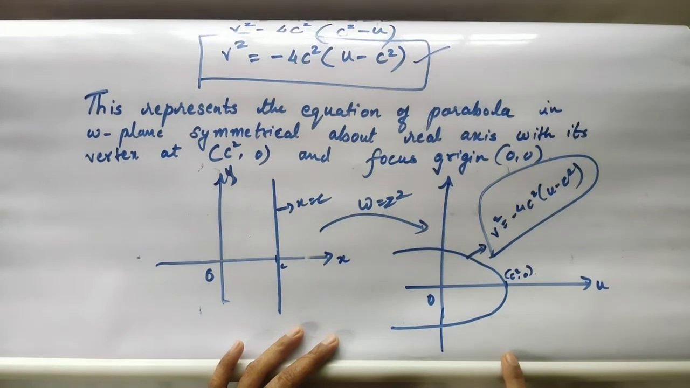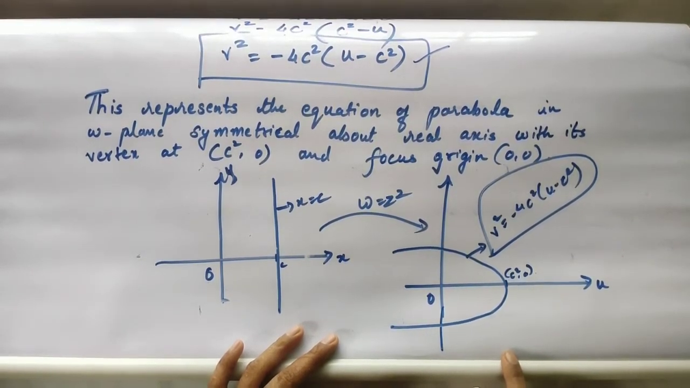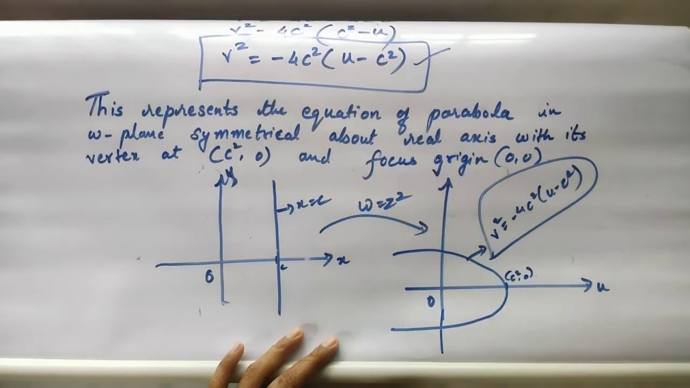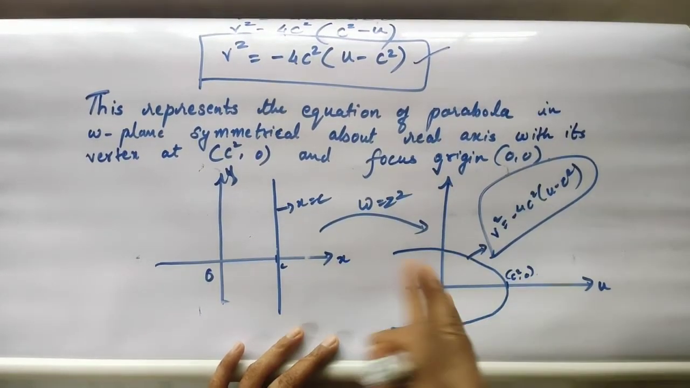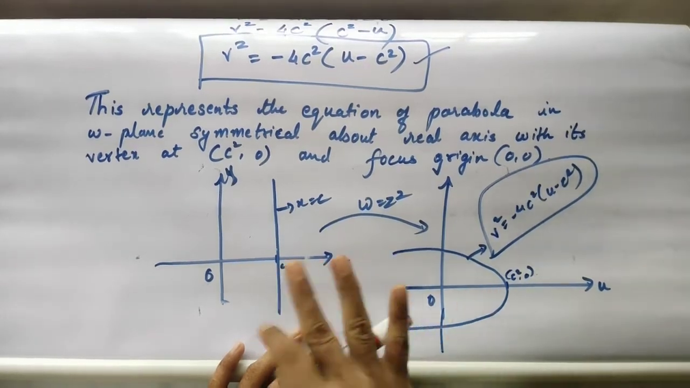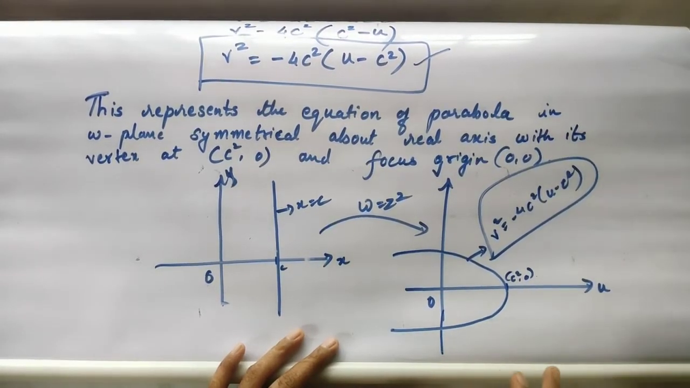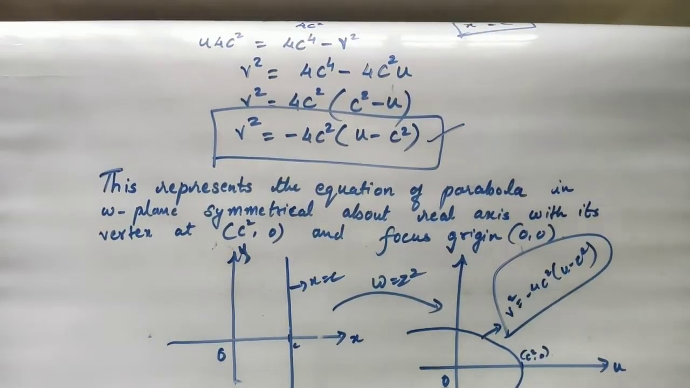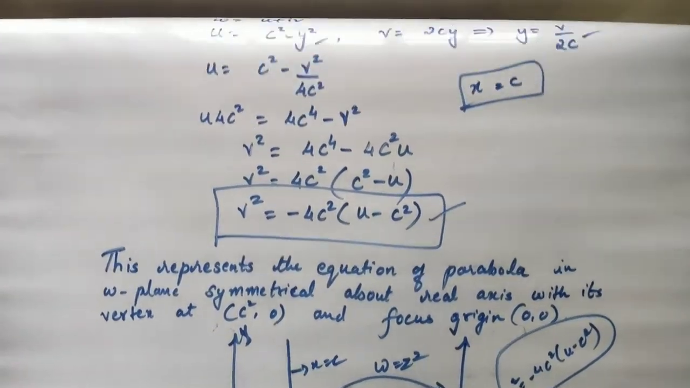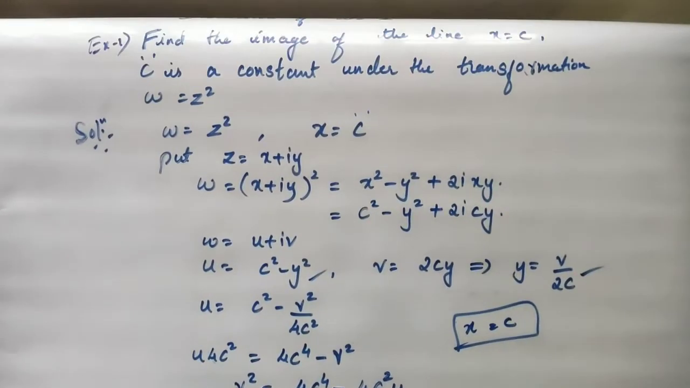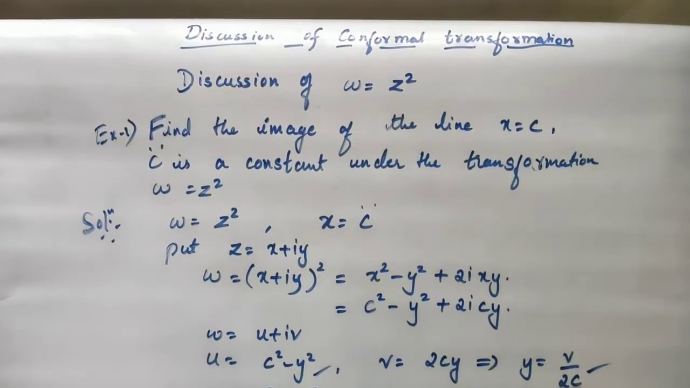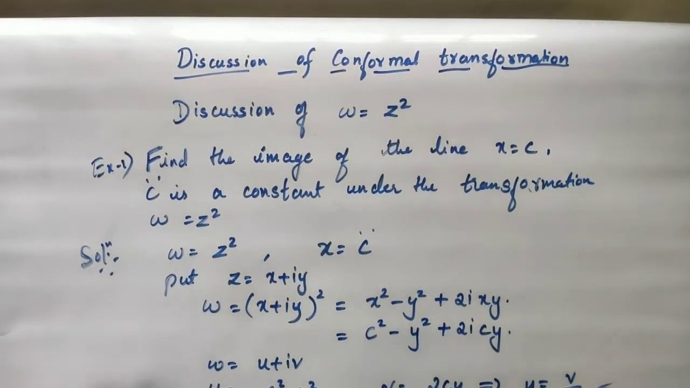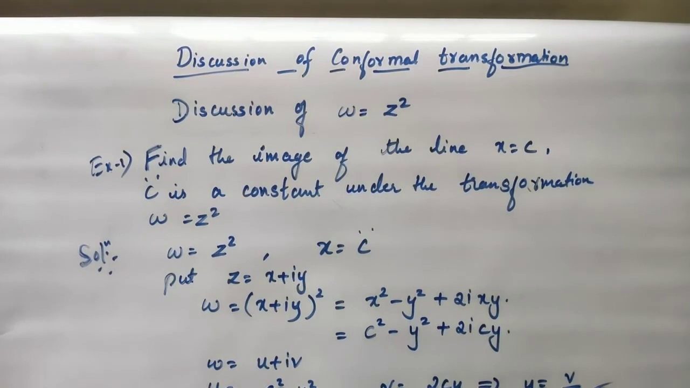So the question may appear, show that the line x is equal to c is transformed to a parabola. In that case you are going to work like this, and you have to even draw the figure and show how the line has been transformed to a parabola. Okay, so this completes the solution for this problem. Let's work for one more of this kind. There are about 5 to 6 problems to do in w is equal to z square.